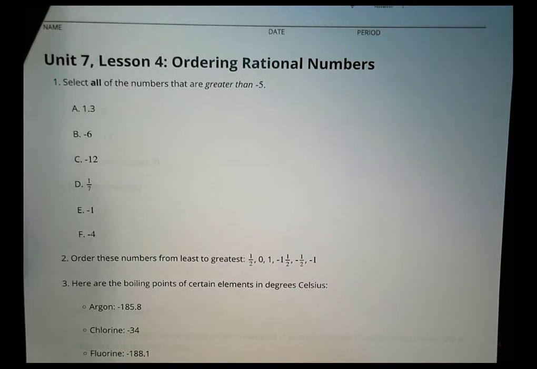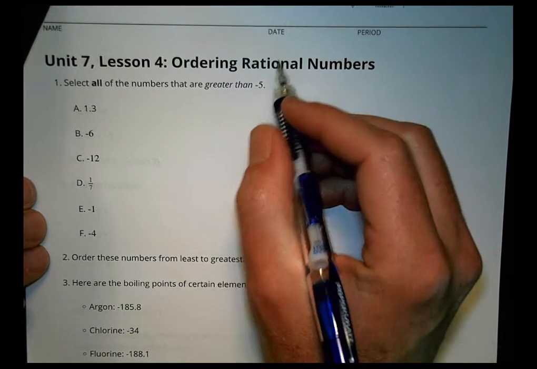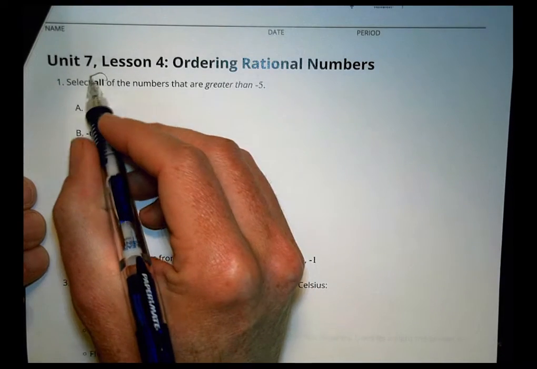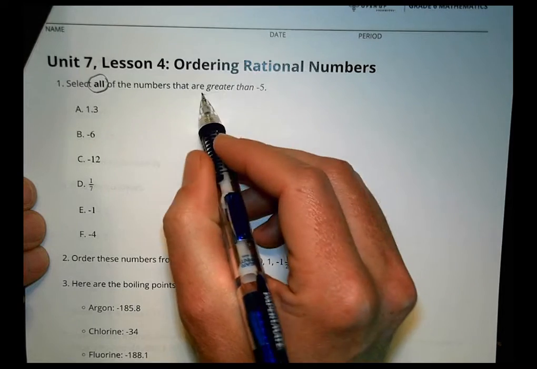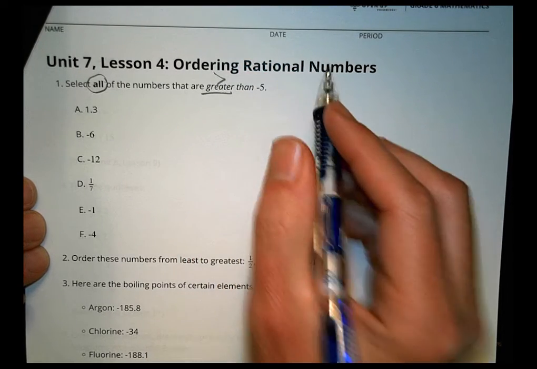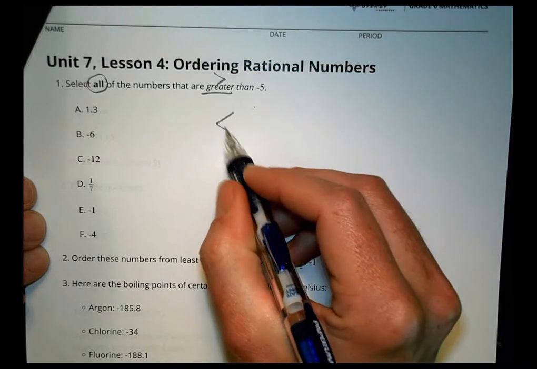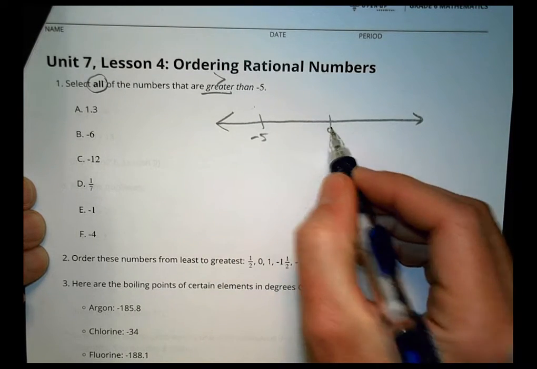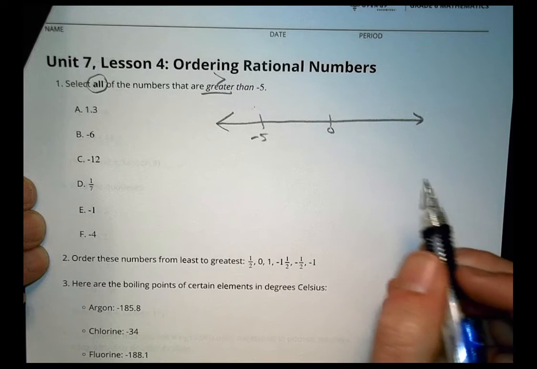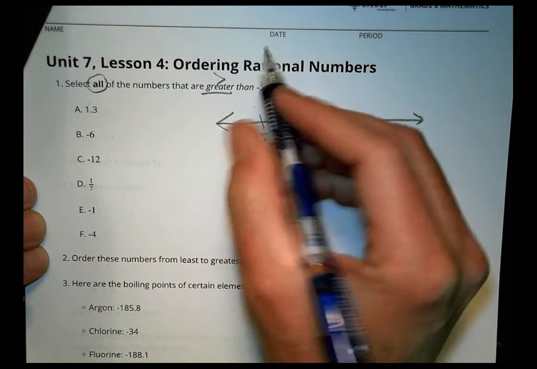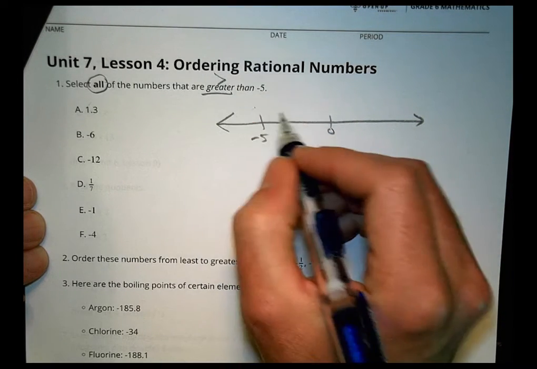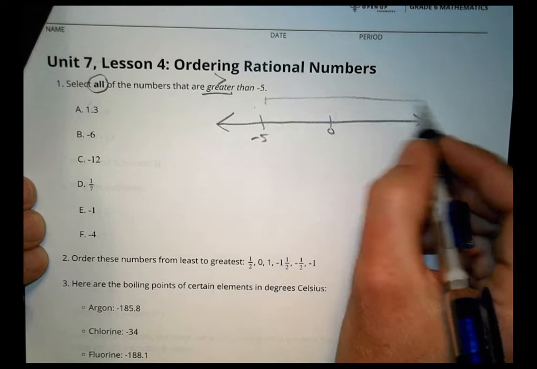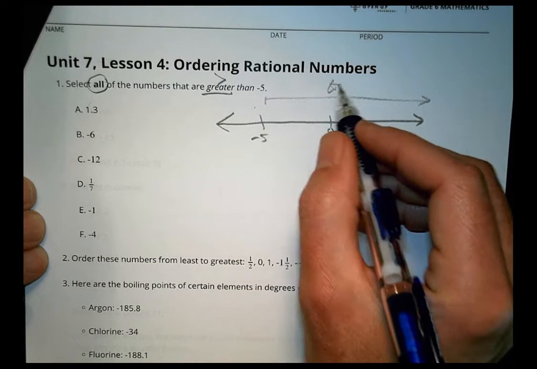Alright, homework time for Unit 7, Lesson 4, 6th grade, ordering rational numbers. Select all of the numbers that are greater than negative 5. So again, if we're thinking about a number line here, and negative 5 is right there, here's 0, when you put this number on a number line, is it going to be to the right of? Because if it's greater, it's going to be on this side. So anything from here on over is going to be okay.